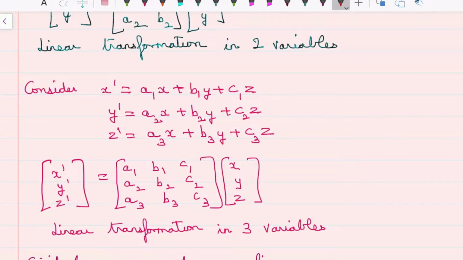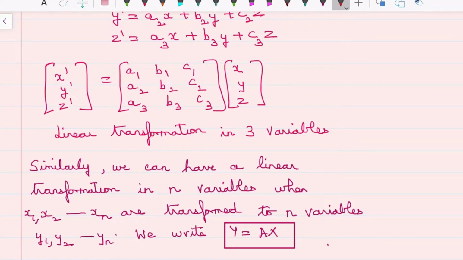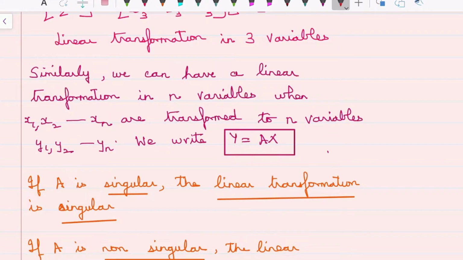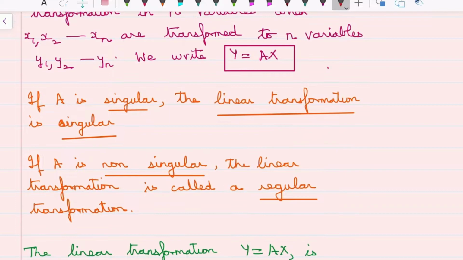by linear transformation. Similarly, we can have a linear transformation in n variables where x1, x2, ..., xn are transformed to n variables y1, y2, ..., yn, and we write it as capital Y equal to AX. Y, A, X are all matrices. If A is singular, the linear transformation is singular. You already know what a singular matrix is; we have done that before. Determinant of A is 0. If A is non-singular, the linear transformation is called a regular transformation. So for a regular transformation, the matrix A is non-singular.